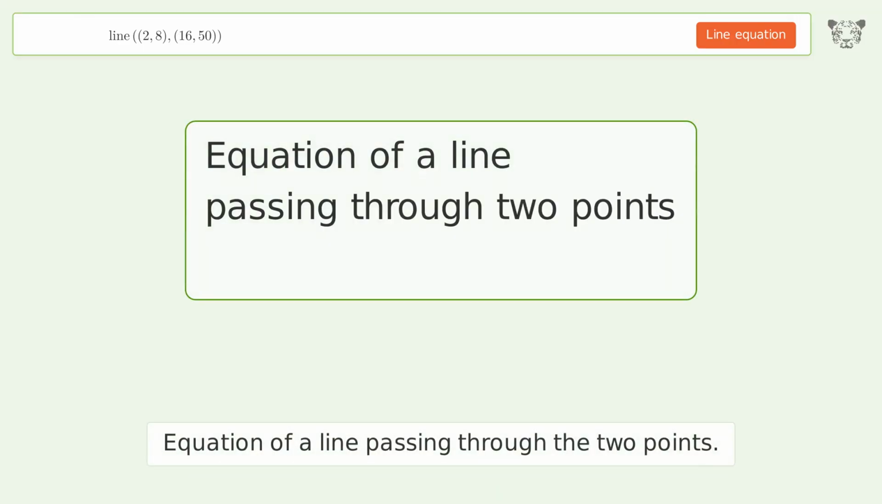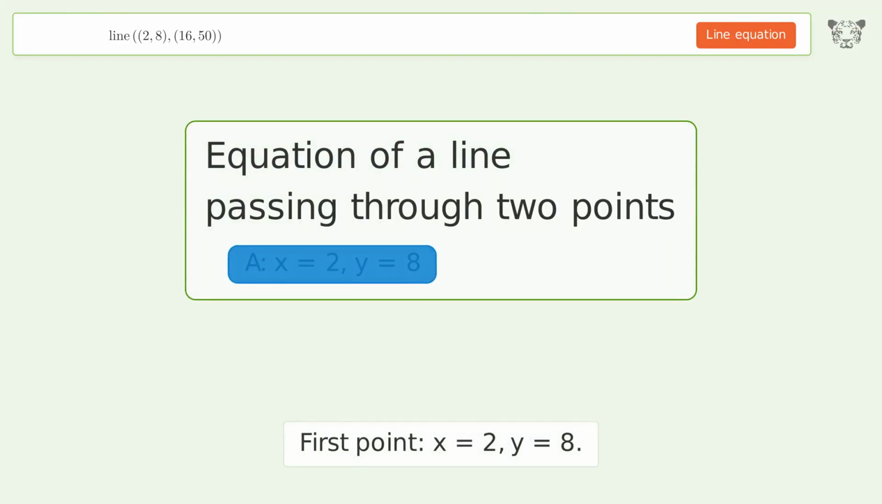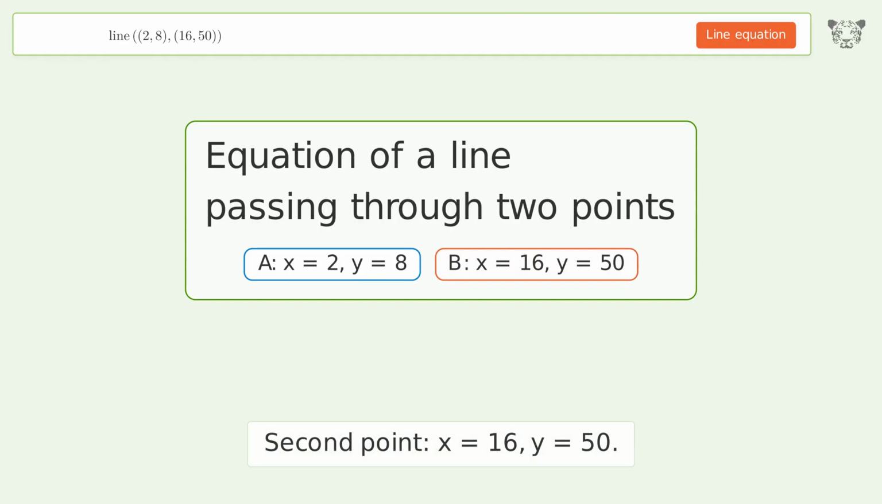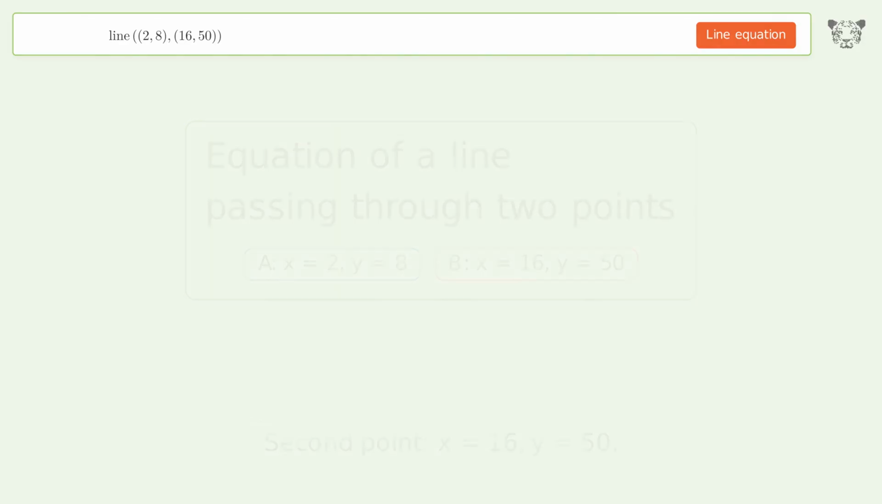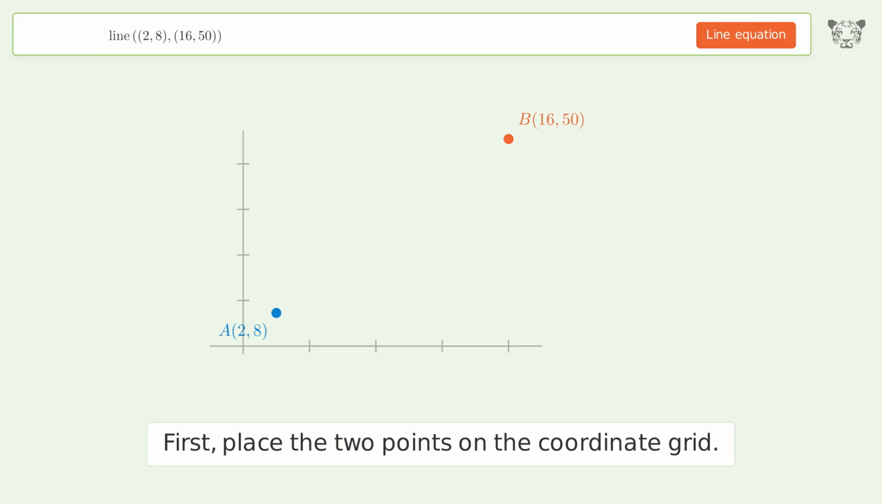Equation of a line passing through 2 points. The first point has x equals 2, and y equals 8. The second point has x equals 16, and y equals 50. First, place the 2 points on the coordinate grid.